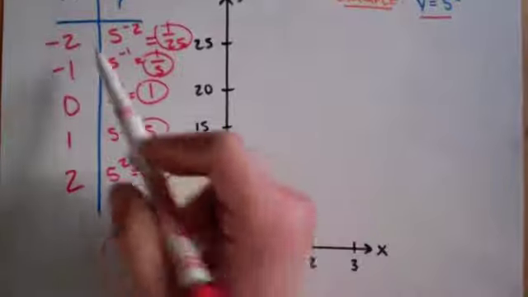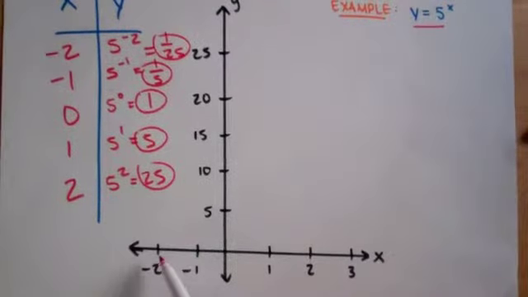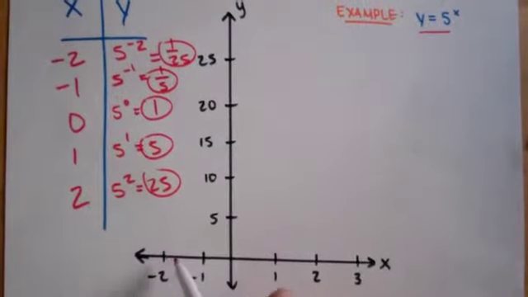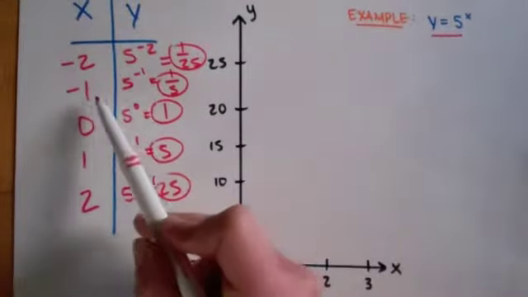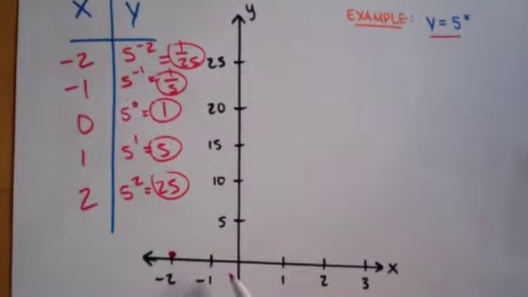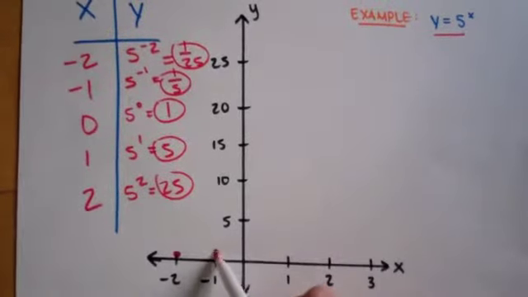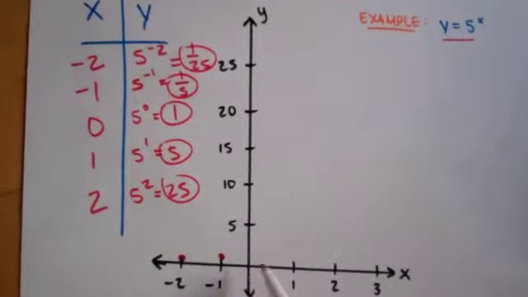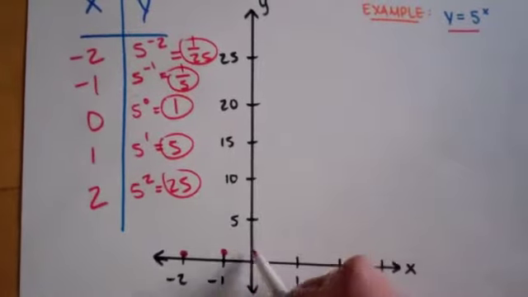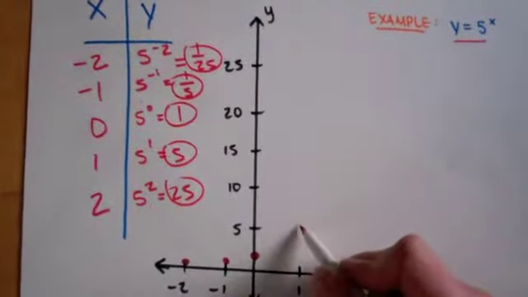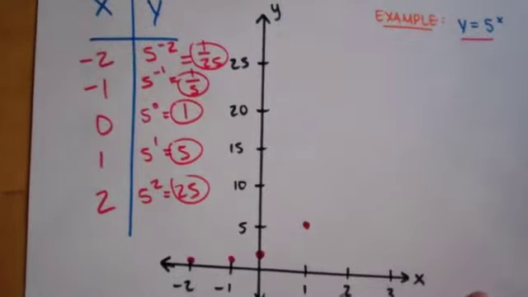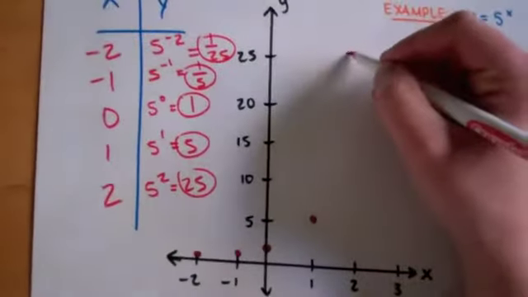And let's see, so -2 and 1/25. It's really tiny, it's almost on the line there, but not quite. Then you've got -1 and 1/5. It's just a little bit higher. 0 and 1. 1 and 5. And 2 and 25.